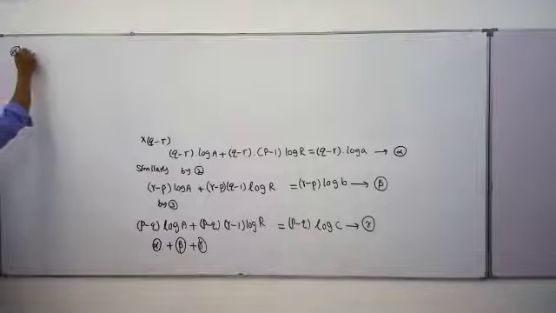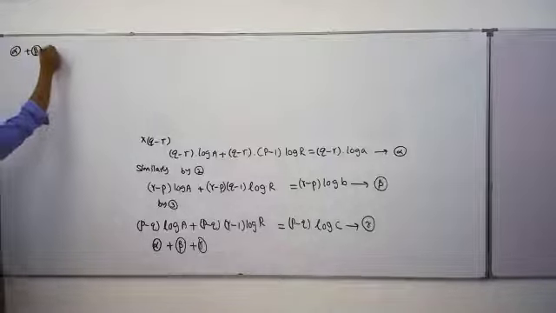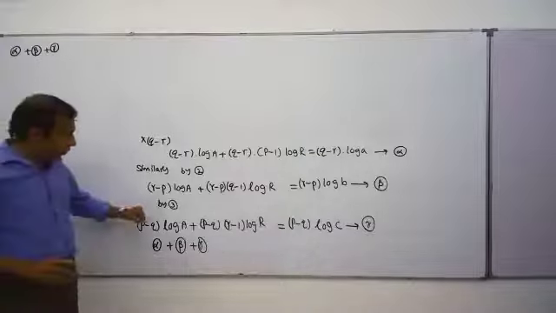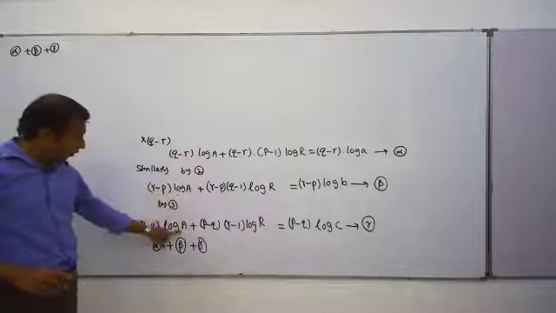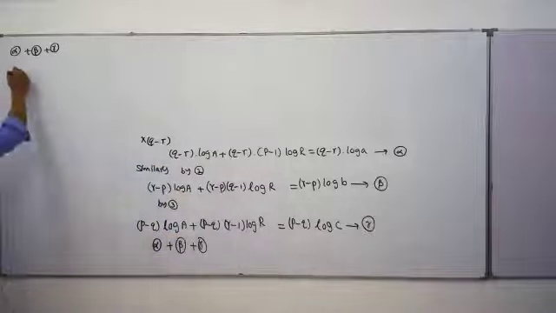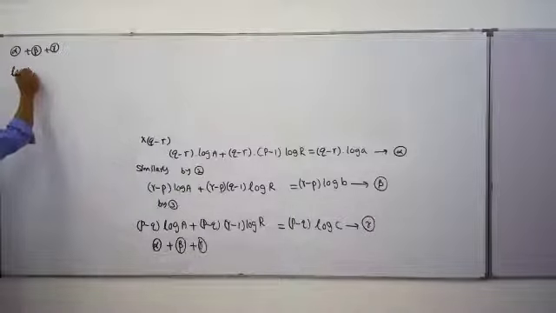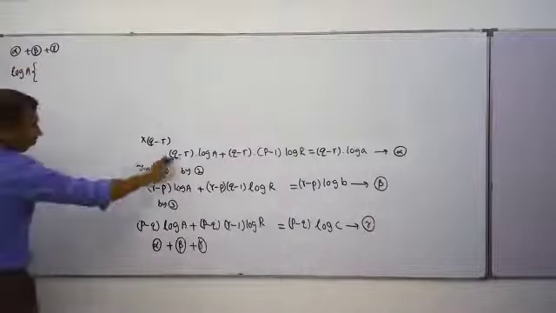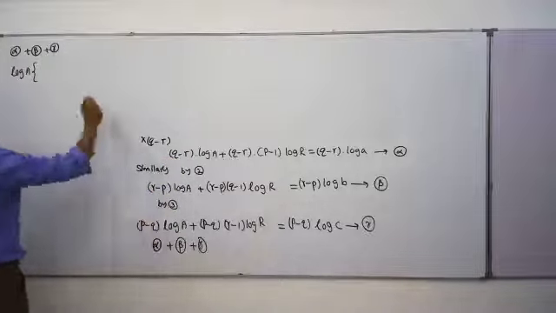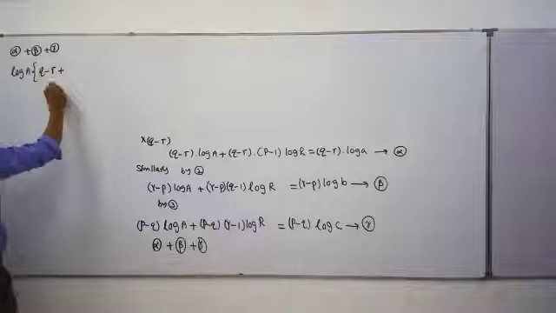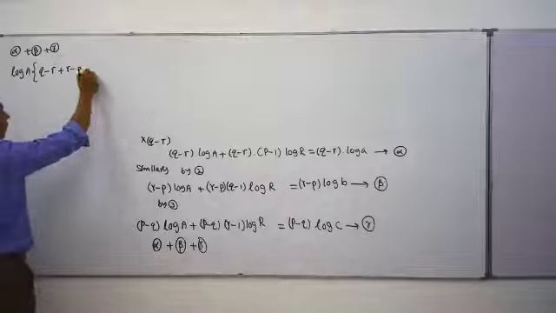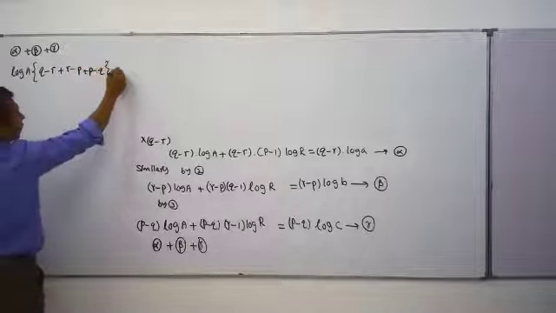Alpha plus beta plus gamma. Right. On the left hand side we have to add, people, this and this. For them, this log a is common. Take log a out. Within the bracket we get q minus r, r minus p, p minus q.